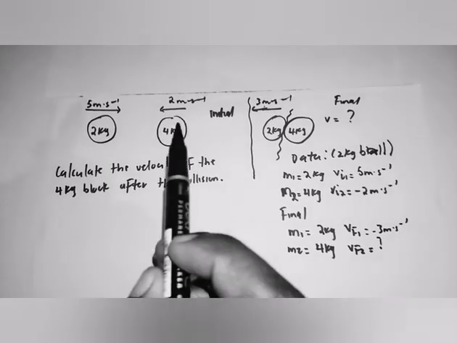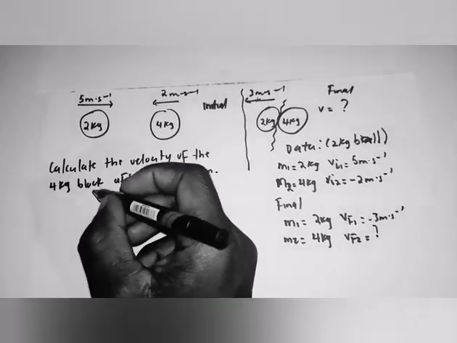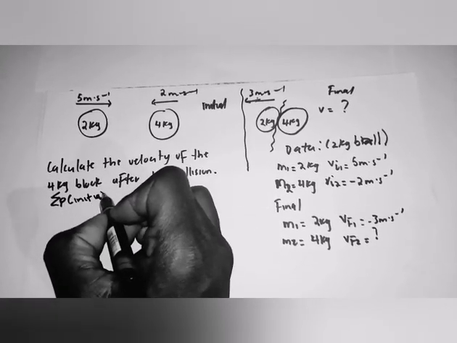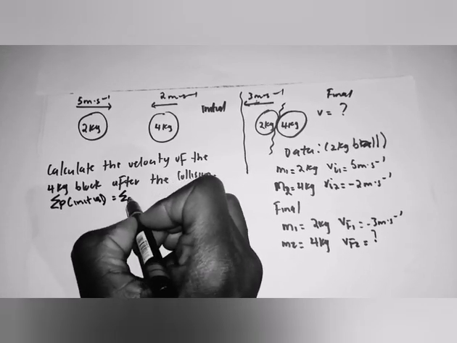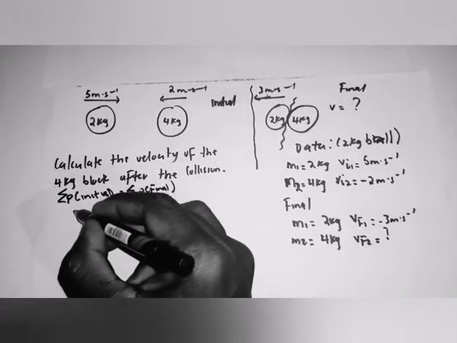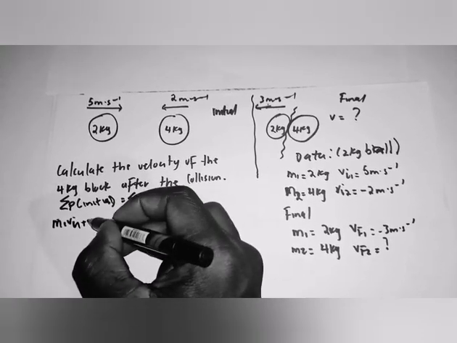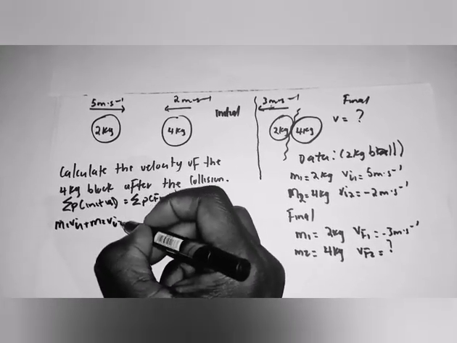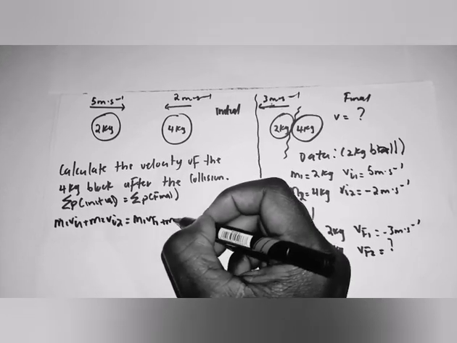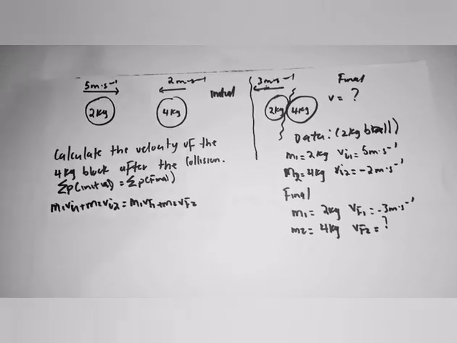The first thing, you see these blocks, they were moving separate before and after. This one will go to the left and that one will certainly go to the right. So the first thing, before choosing your formulas from those three, this thing is important: sigma p initial equal to sigma p final. Therefore you choose your first formula. Why? Because they move separate before and after. Now m1 vi1 plus m2 vi2 equals m1 vf1 plus m2 vf2.